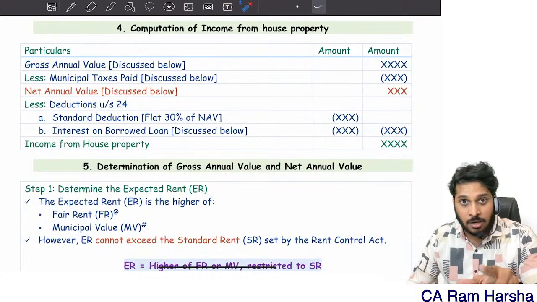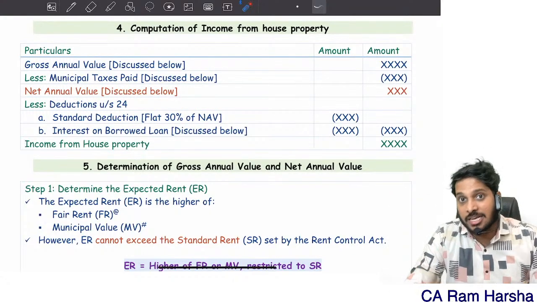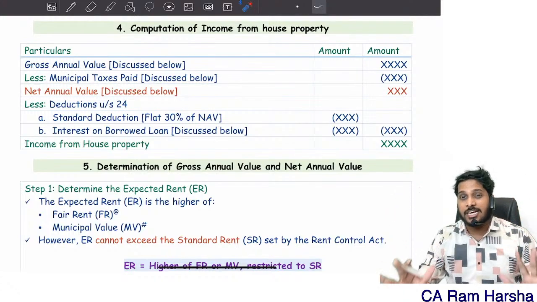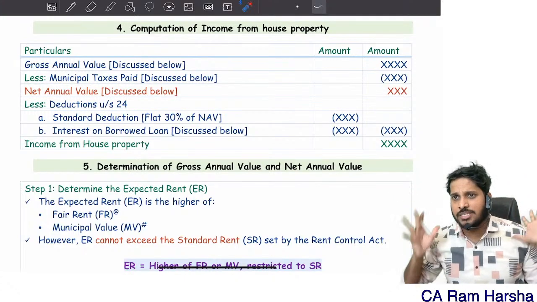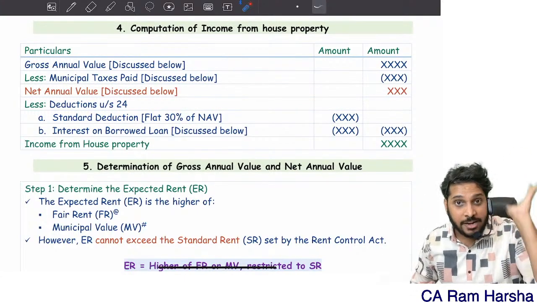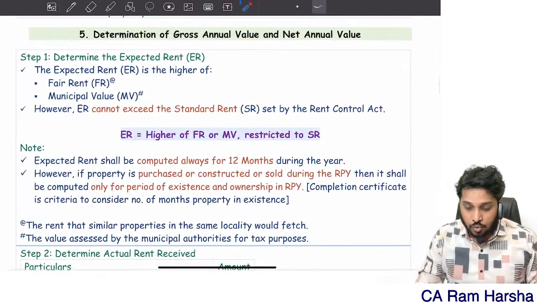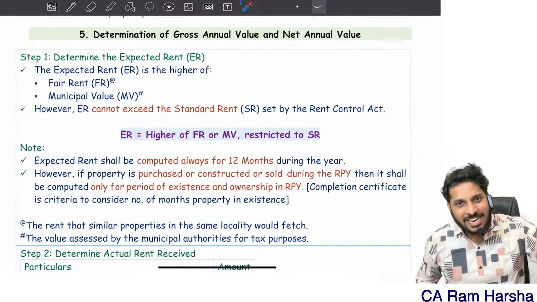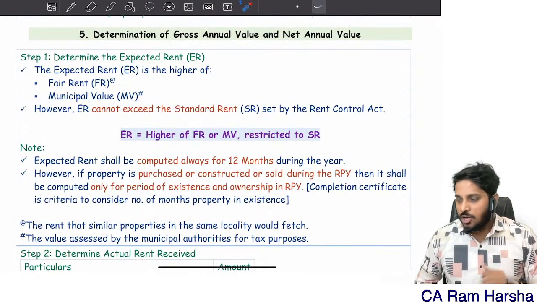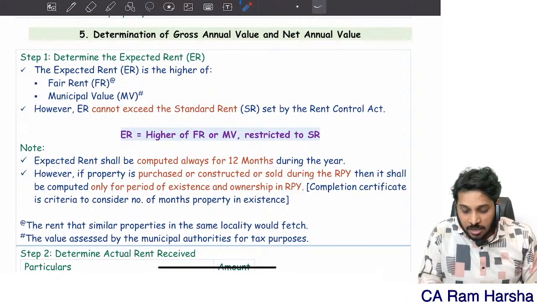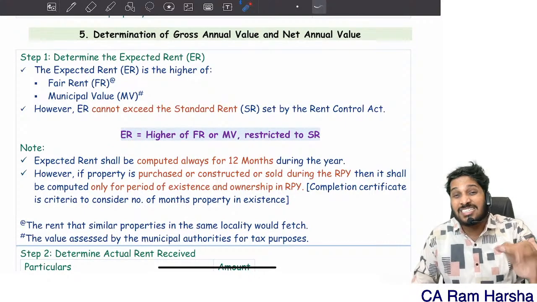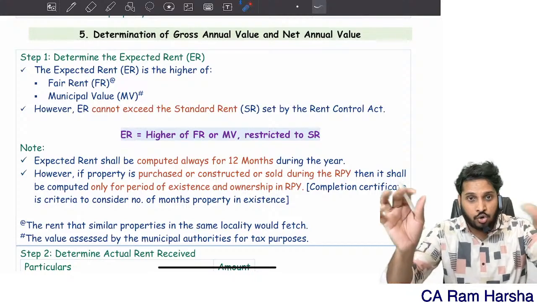Then what is taxable? Your rent amount is not what we are taxing. Annual value is taxable. What do you mean by annual value? Sir, I am not renting it to anybody, sir. It doesn't matter. If you're not renting the property, it doesn't matter. Expected rent is annual value. How to compute annual value?